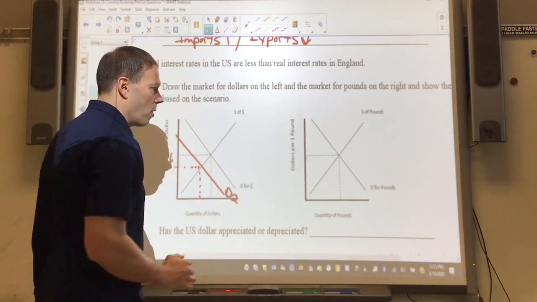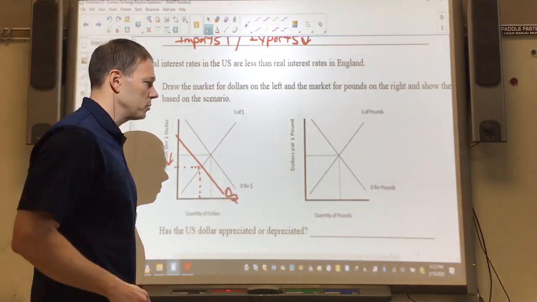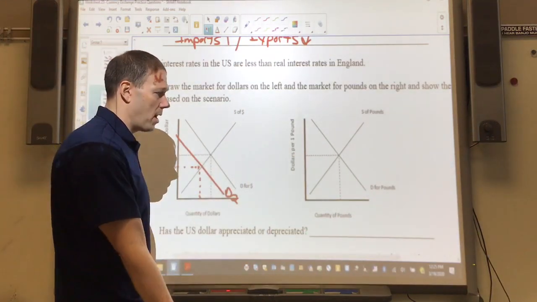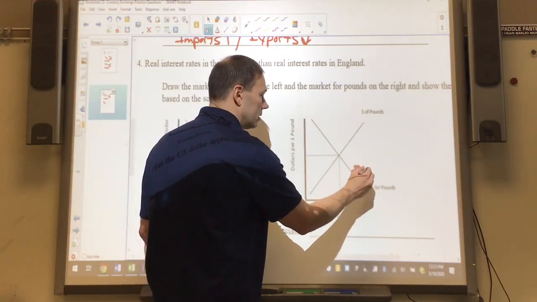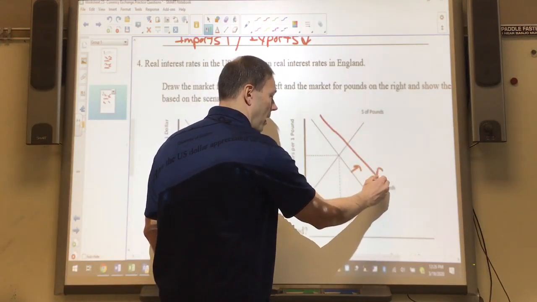Okay, in the pound market, okay, just looking at it from both perspectives, we do want to buy investments in England, so it's going to either increase the demand for pounds.